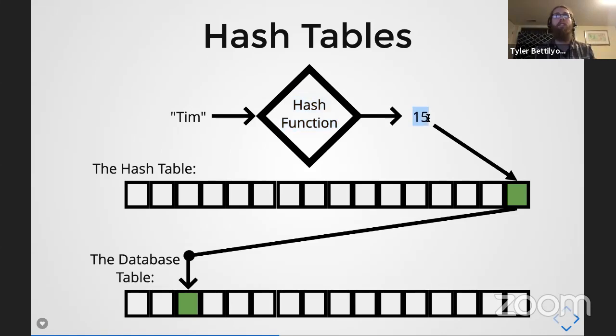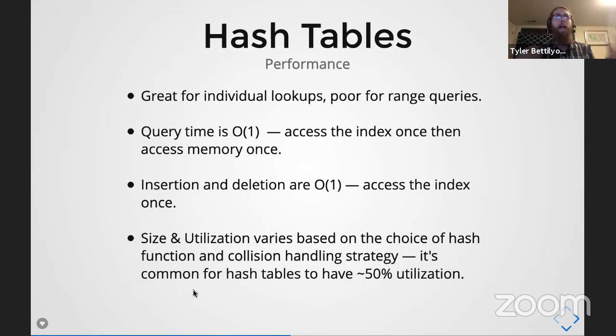To compute this 15, we did a single lookup in RAM, which is relatively fast, for this location in RAM, and the value at that location in RAM told us, go to the hard drive at location 2, this location here. We looked that up, we grabbed our data. Boom, that's indexing. Okay, so hash tables are really, really good for individual lookups, but they're poor for range queries.